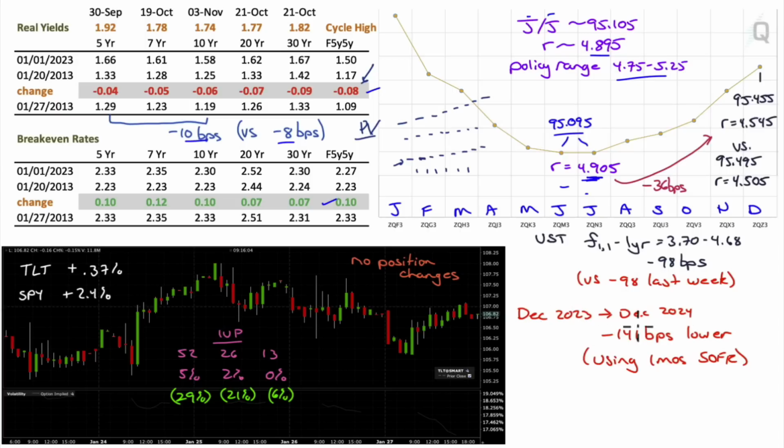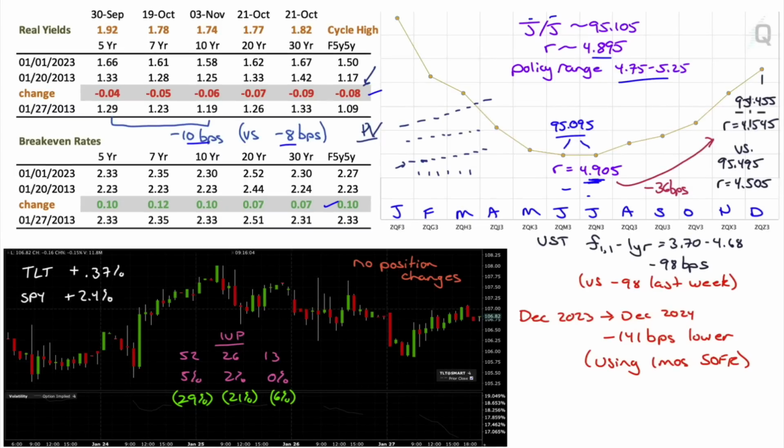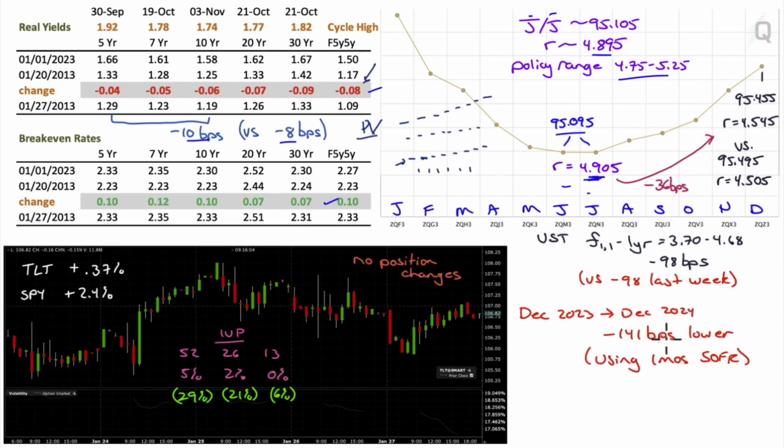December 2023 to December 2024, if we're using the 1-month SOFR, going from the end of this period to 2024, just to get an idea of what kind of rate cuts we would expect over 2024, 141 basis points over 2024. So roughly about 36 basis points of cuts, call it 2 rate cuts this year, and maybe as many as 6 rate cuts next year, being priced in to the futures market.